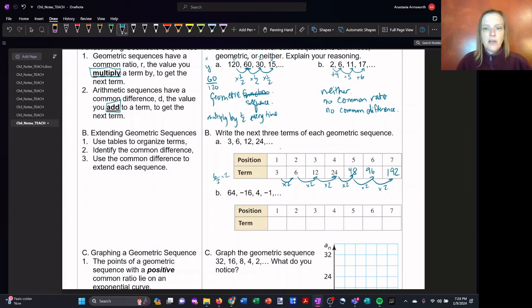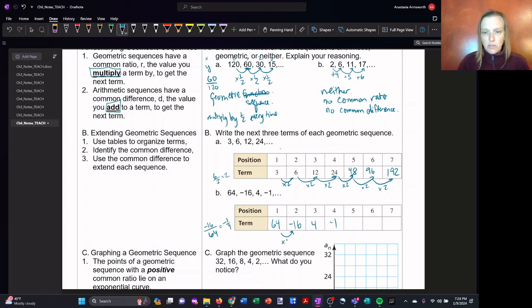Let's plug these values into the table ourselves. 64 is the first value, negative 16 is the second value, 4 is the third value, and negative 1 is the fourth value. What is happening here? If we go from 64 to negative 16, setting that up as a fraction, remember to take the second number and divide by the first number in any consecutive pair. That works out to be negative 1/4.